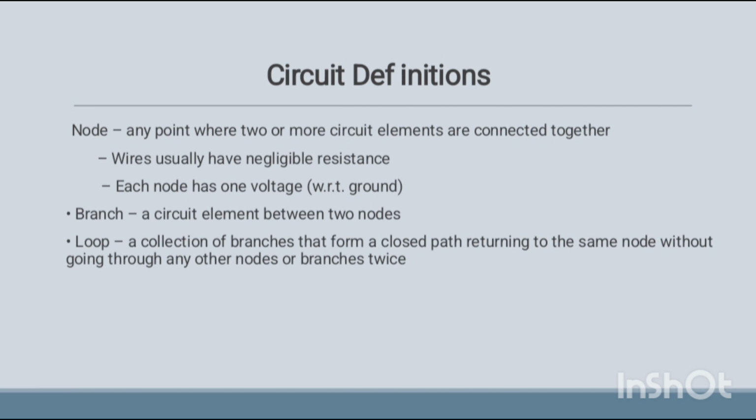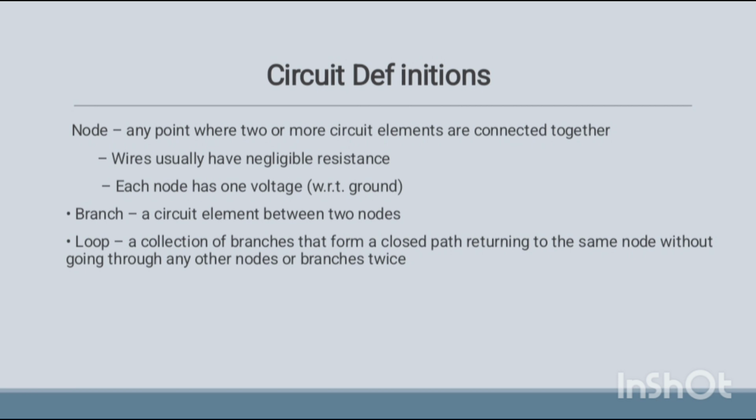The next one is what is meant by a node. A node in an electric circuit is any point, junction or segment of wire where two or more circuit elements, such as resistors, capacitors or sources, connect. It acts as a common connection point, and all points connected by wire with negligible resistance constitute a single node.